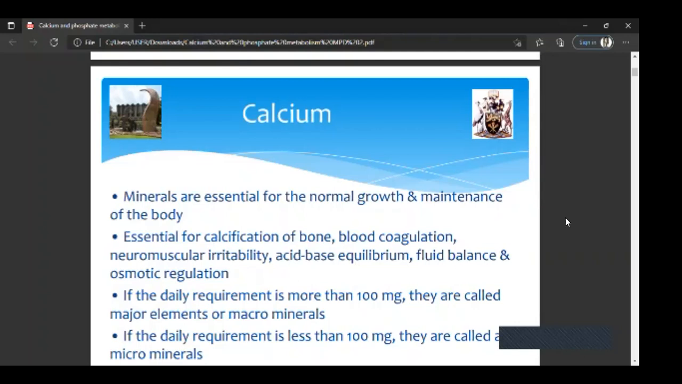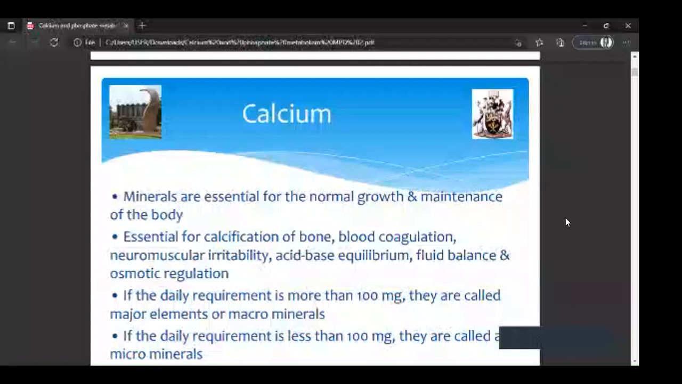So calcium is one of the minerals that is important for normal growth and maintenance of the body. We have other hormones that also play a role in growth and development, and we shall also mention this. But specifically, calcium is important for the calcification of bone. It's also important for blood coagulation. It's factor 4 among the clotting cascade. It also stabilizes the neuromuscular system to ensure that the irritability is reduced.